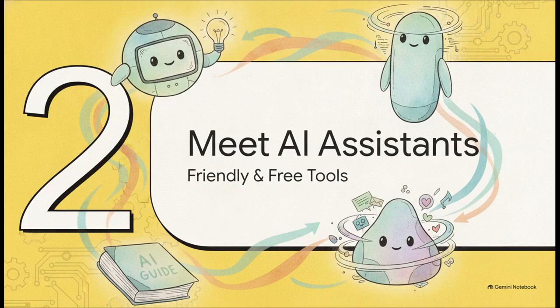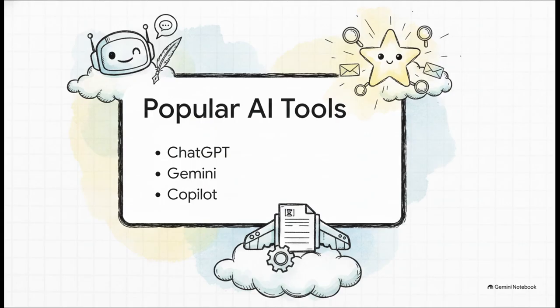Moving right along to Chapter 2, Meet Your AI Assistants, 3 friendly free tools. So, who exactly are we talking to here? Well, the guide highlights 3 friendly tools that are completely free to start using right now. And you don't have to pick just one, but it definitely helps to know who the major players are, right? Millions of people are using these every single day. First up, there's ChatGPT, made by a company called OpenAI. It is just wonderful for writing and having long, helpful conversations. Next is Gemini, made by Google. And what's amazing about Gemini is that it's already built right into Google Search and Gmail. Honestly, you might actually be using it already without even realizing it.